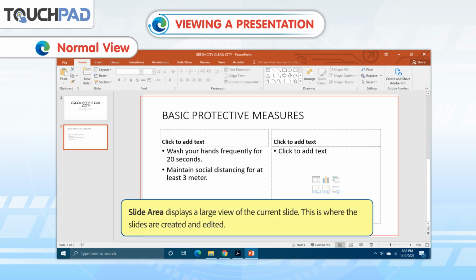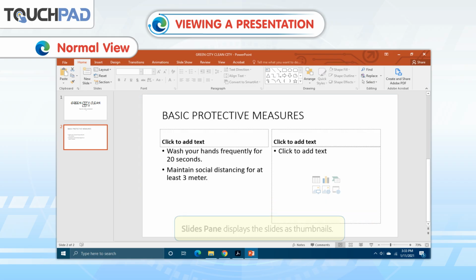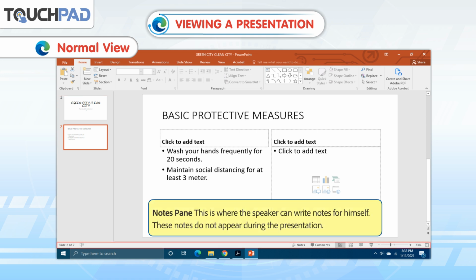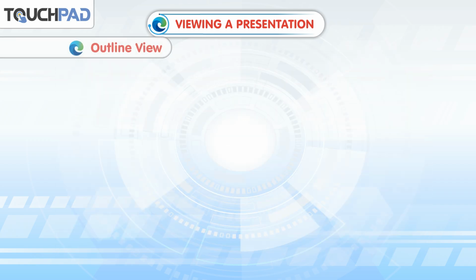Slide area displays a large view of the current slide. This is where the slides are created and edited. Slides pane displays the slides as thumbnails. Notes pane, this is where the speaker can write notes for himself. These notes do not appear during the presentation.